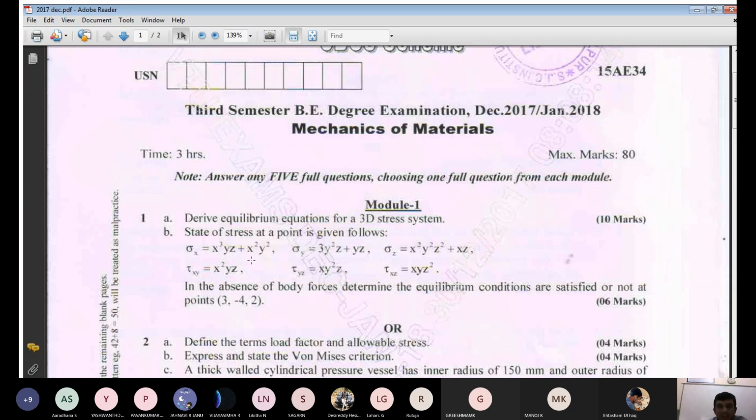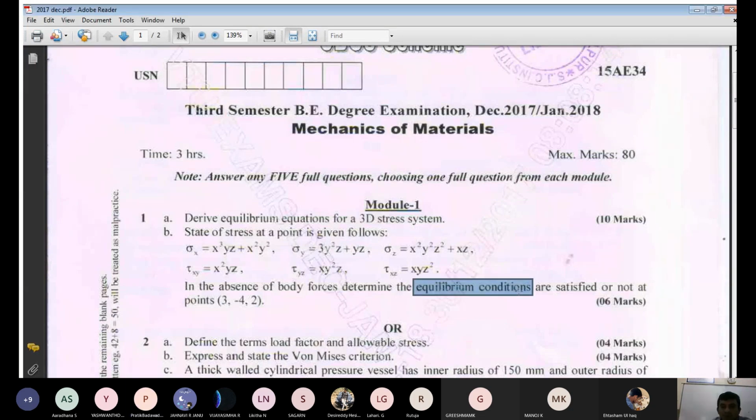Now see, the state of stress at a point is given as follows. Sigma x, sigma y, sigma z, tau xy, tau yz, tau xz are given. In the absence of body forces, determine whether the equilibrium conditions are satisfied or not at the point 3, minus 4, 2. Now how do you do this? Determine the equilibrium conditions.